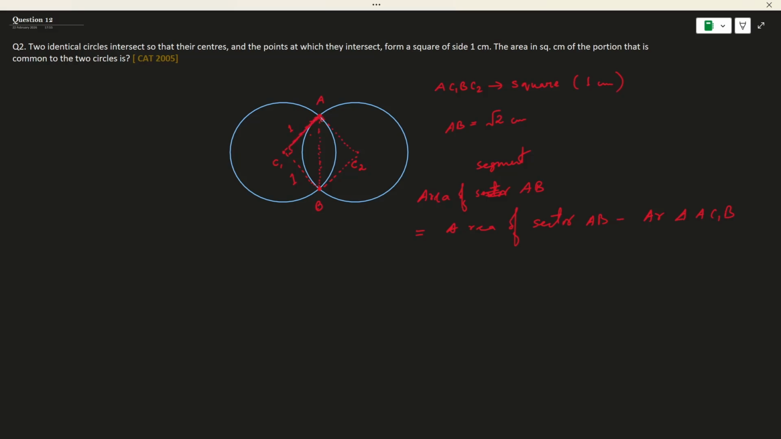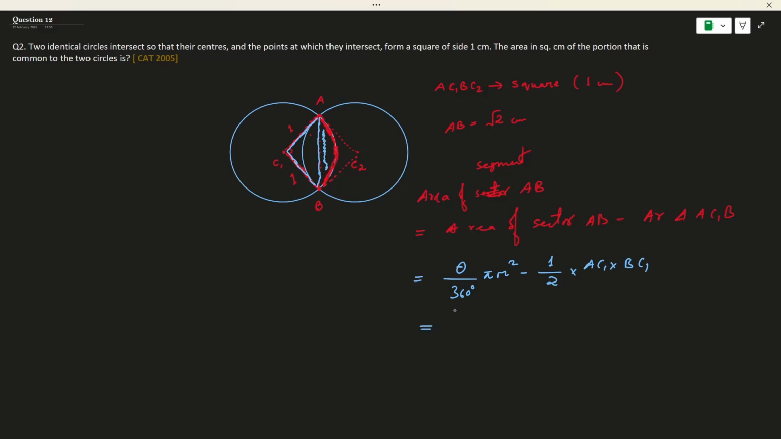Okay, I am calculating the area of this sector, and from this sector I am subtracting the area of this triangle. So I will be left with this part. I will be left with this part area, and then I will multiply by 2. All right. So what is the area of sector AB? Is basically theta, central angle, divided by 360 degree into pi r square minus area of triangle is equal to half into base into height. So half into AC1 into BC1.